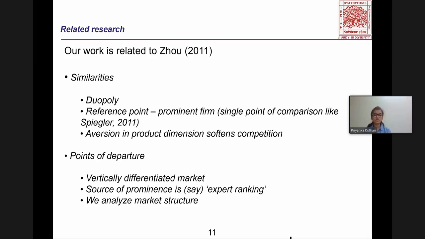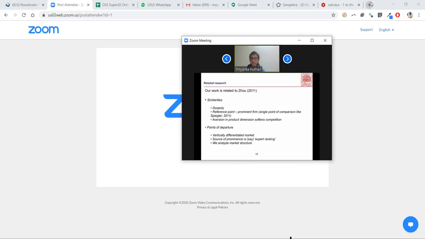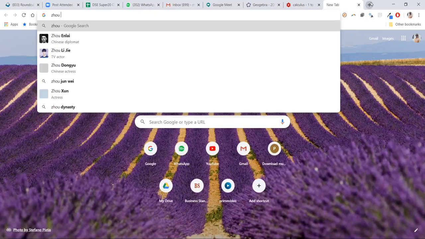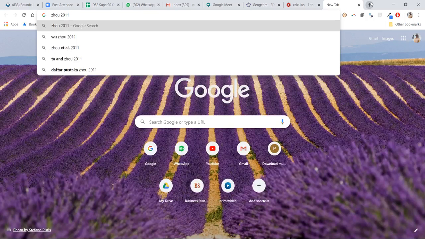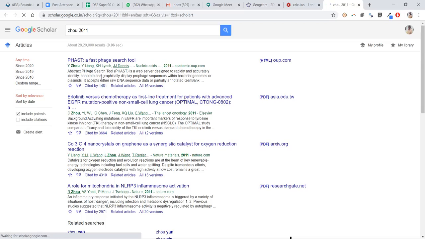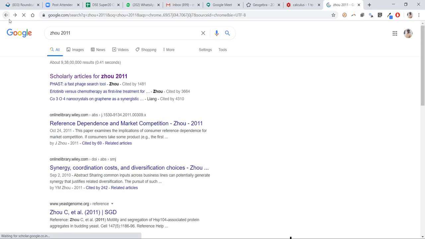Our work is closely related to the paper by Zhou in 2011. The similarity is that both papers analyze duopoly. They analyze horizontally product-differentiated markets, and we analyze a vertically differentiated setup. The source of prominence in their case is advertising, which is manipulable by the firms, and in our case it is a sort of expert ranking, because in vertically differentiated markets every consumer agrees which product is best and which is not. So the ranking is the same across all consumers, and it is well known.